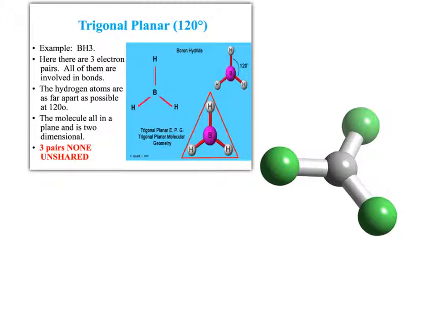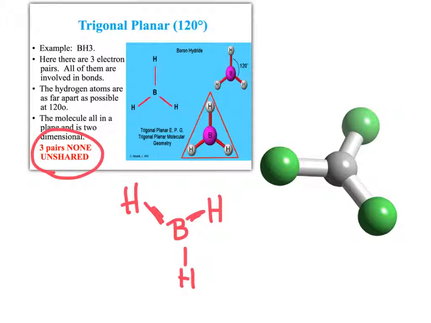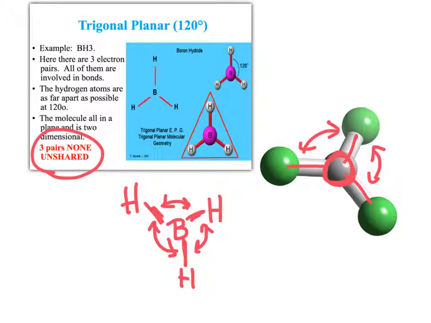So this is our next possibility. In this case, we have 3 shared pairs of electrons. So in boron trihydride, we see a boron with hydrogen, hydrogen, hydrogen. There's no unshared pairs, literally just 3 pairs, and they're all in bonds. Well, the farthest apart they could possibly get from each other would be 120 degrees. And when you build this, like we did, this would sort of lay flat on a table, and you can imagine this geometrically being 120 degrees, the farthest apart they could get.